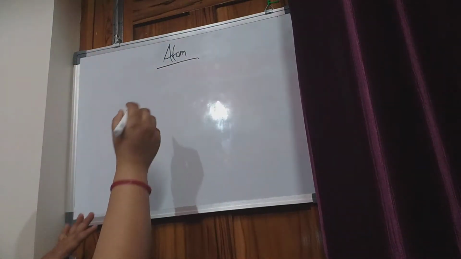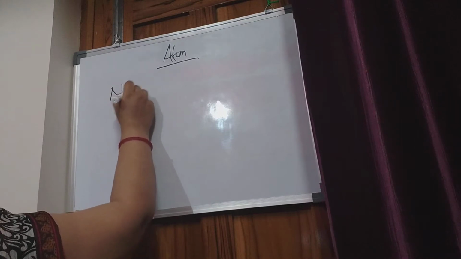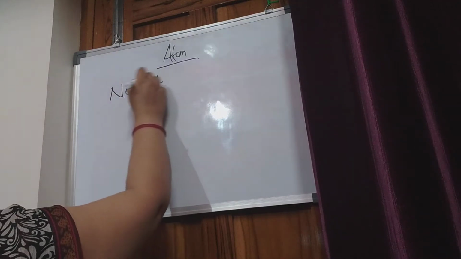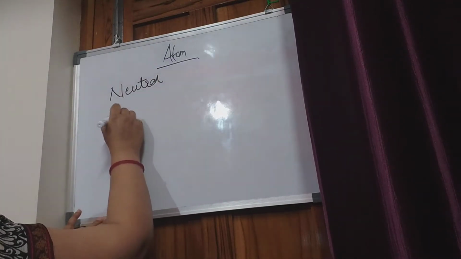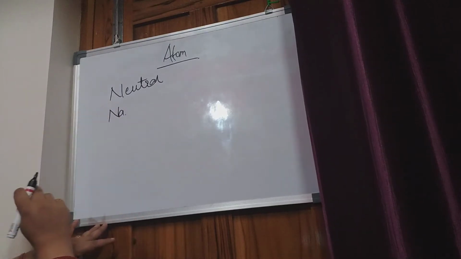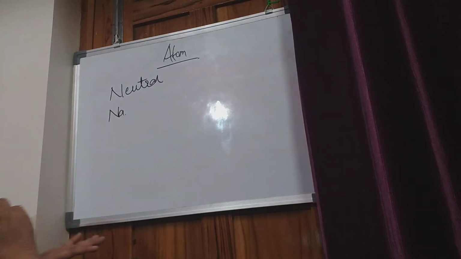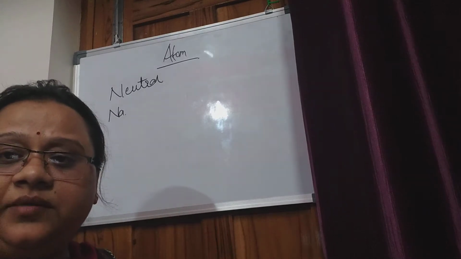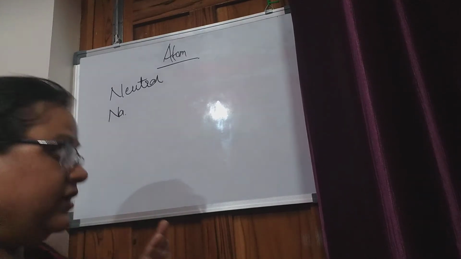See, if we talk about an atom as a whole, an atom is neutral. Yes, we know that an atom is neutral. Like suppose I've written Na. This is a sodium atom. I'm not putting any charge over it because an atom is neutral. Why is it neutral?